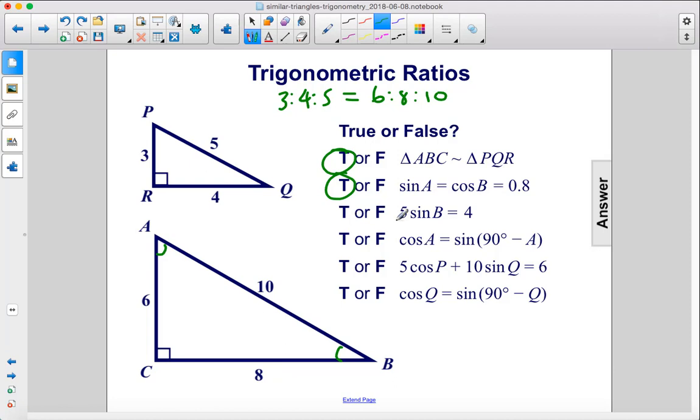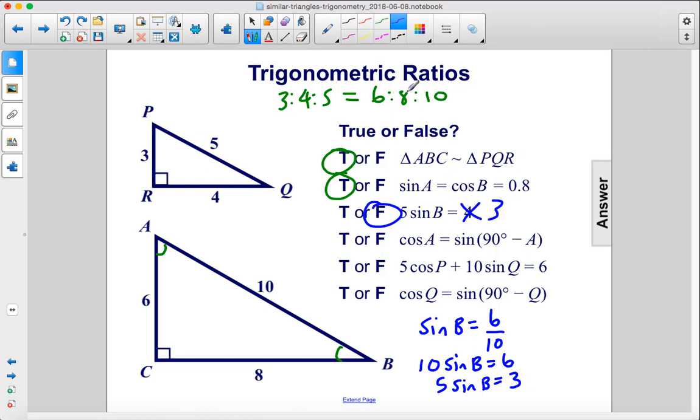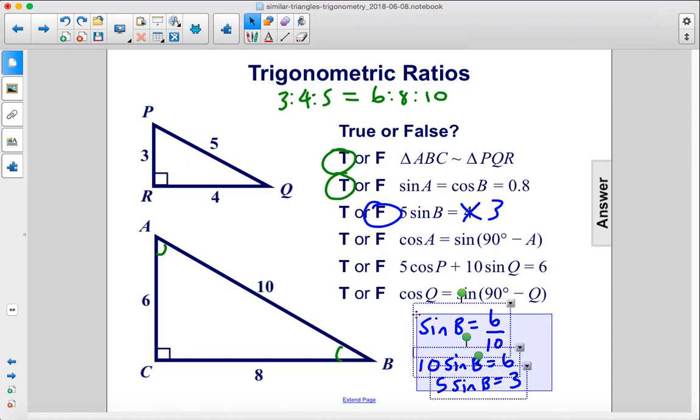So yes. Moving on, 5 times sine B equals 4. Well, let's figure out what sine B is. Sine B equals 6 over 10. And so if we multiply this over to the other side, we get 10 sine B equals 6. We can divide both sides by 2, and we get 5 sine B equals 3. Oh, that says 4. So this one's false. This should be 3. All right, I'm going to delete this.